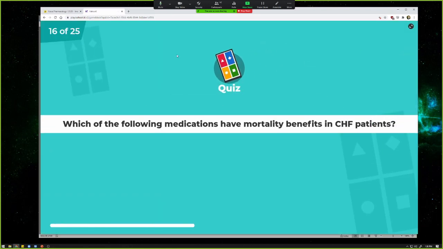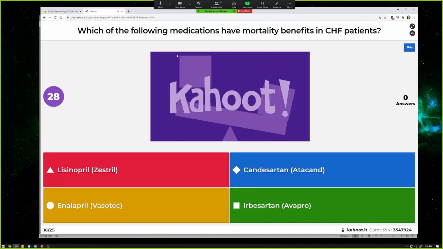All right, which of the following medications have mortality benefits in CHF patients? Kind of similar as before. Lisinopril, candesartan, enalapril, or irbesartan?